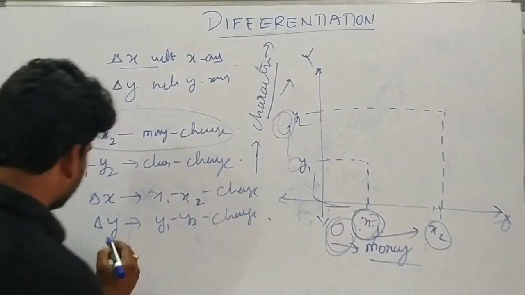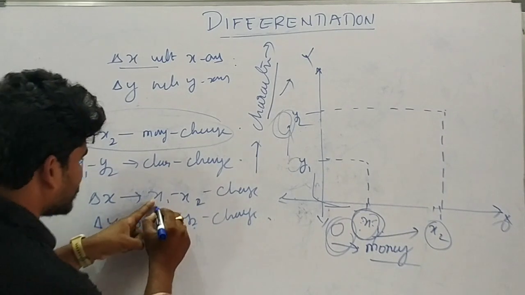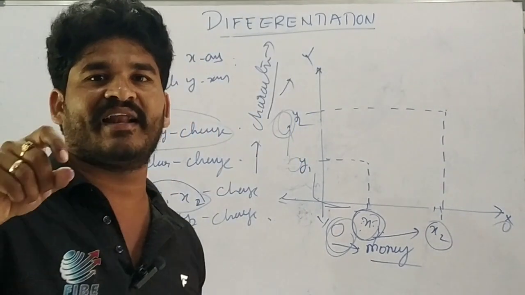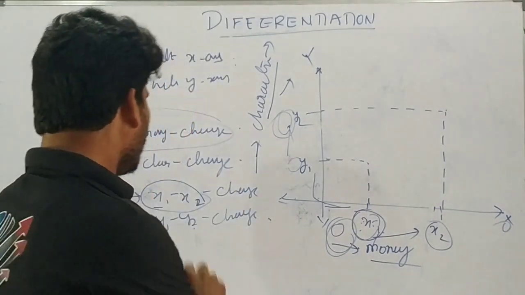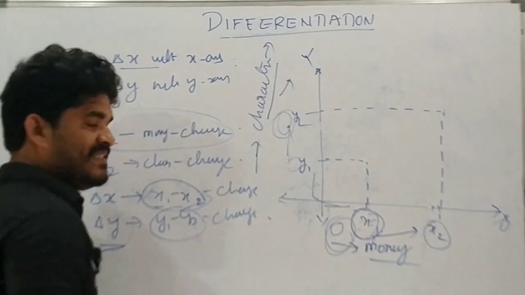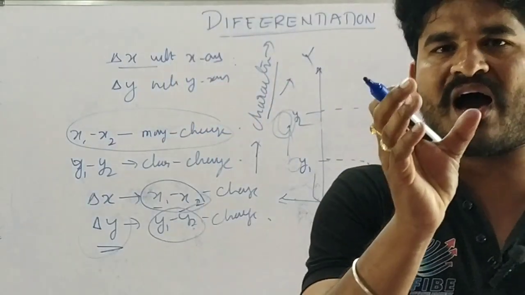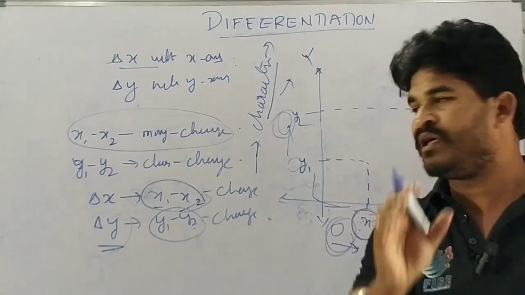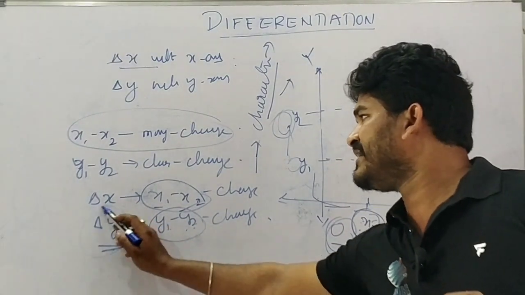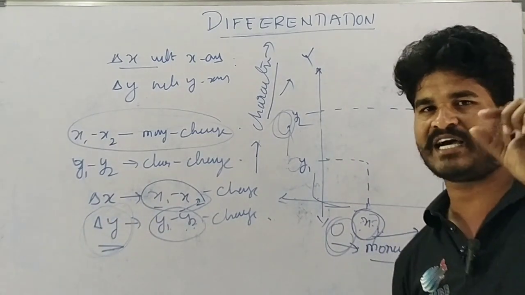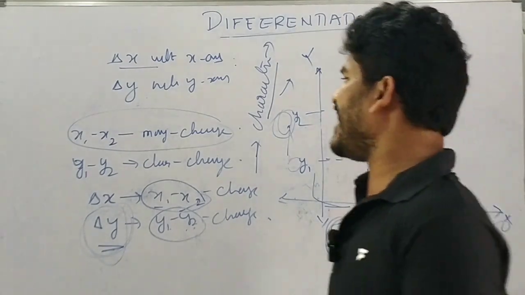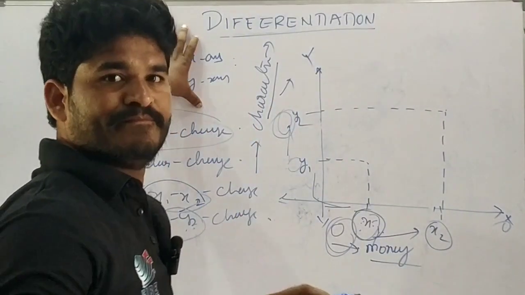Whenever there is a change from x1 to x2, this small gap is nothing but the differentiation with respect to x. In the same way, from y1 to y2 there is this small gap. This small gap is the difference between y1 and y2, which is delta y. The small gap change is with respect to delta y. This is called differentiation.